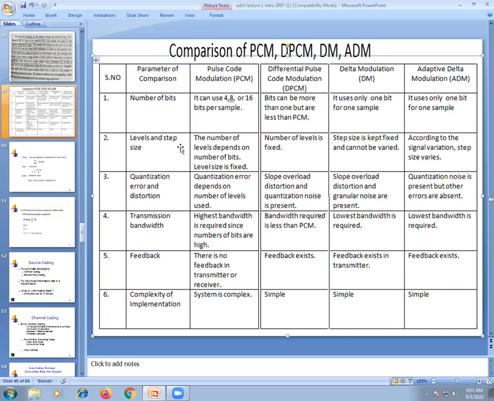The number of bits in PCM, pulse code modulation: it can use 4 bits, 8 bits, or 16 bits per sample.